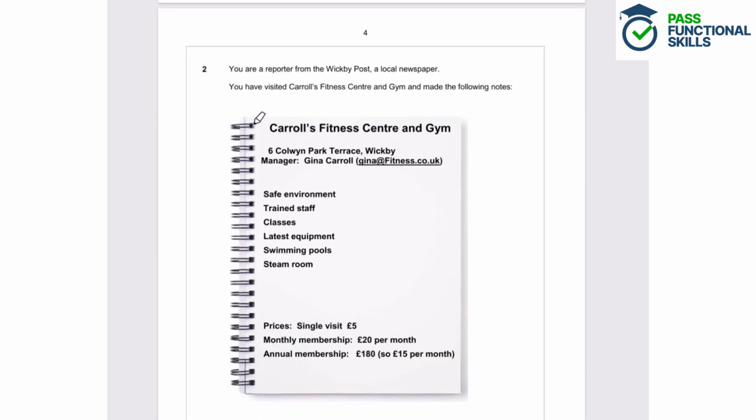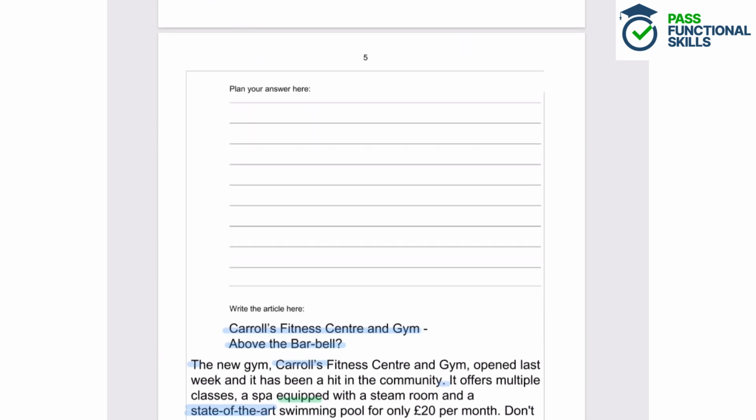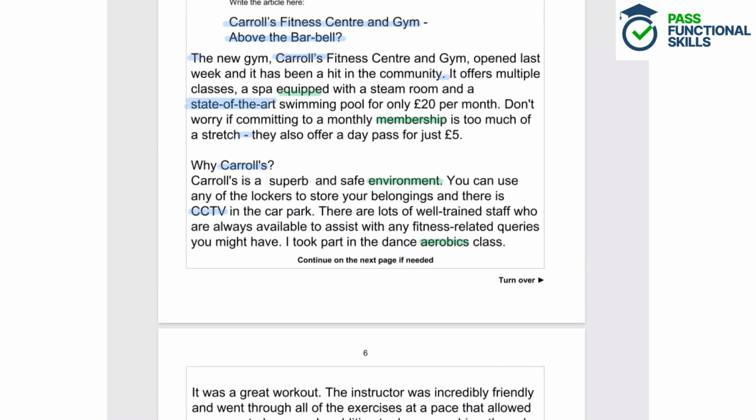Well, we are using these notes here, and we need to write an article about the strengths and weaknesses of the new fitness centre and gym. And we also want to be providing a little bit of information because we're writing for the local newspaper. So this is a news article as well. And news articles tend to be quite informative. So we've included a lot of these features here.